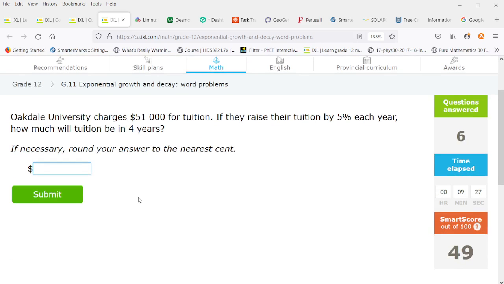Oakdale University charges $51,000 for tuition. If they raise their tuition by 5% each year, how much will the tuition be in 4 years? So this is like the health premiums question. 51,000 times 1.05 to the exponent 4 is $61,990.82.